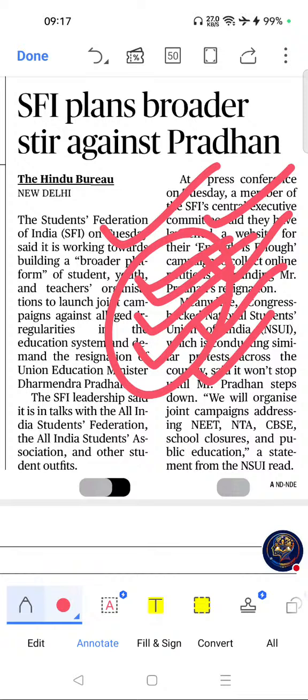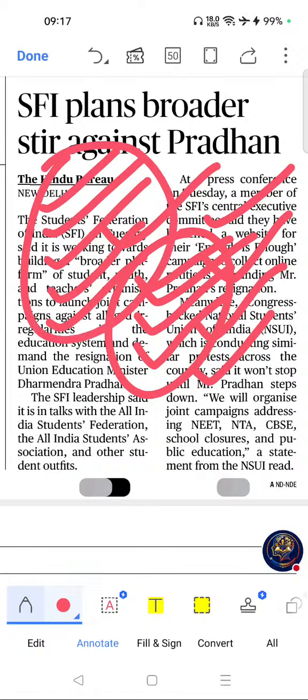Next, the key themes related to the topic are NEET, NTA, education governance, examination reforms, and public education. And possible question areas are NTA, that is National Testing Agency, NEET, and national education policy. These are the possible question areas from this topic.